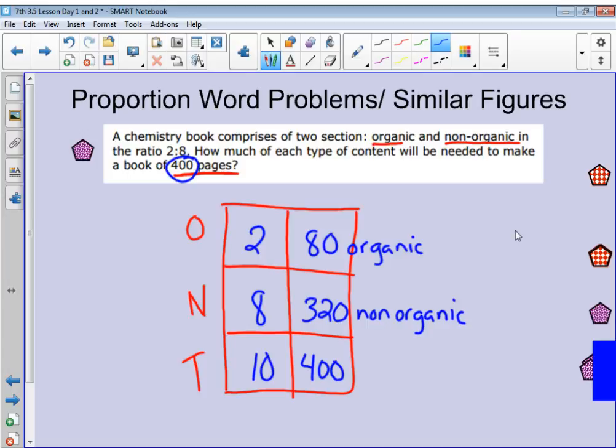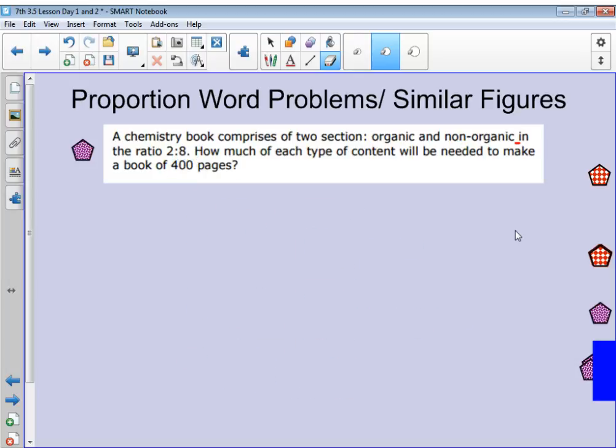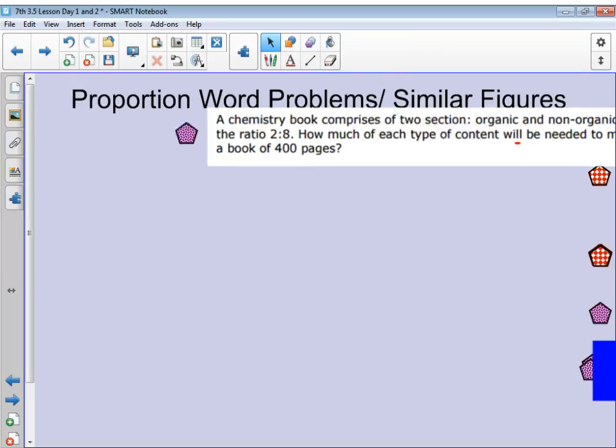Okay, so you should have ended up with 80 pages of organic and 320 pages of non-organic. Once again, it's just pulling the information, setting it up in a table, and then choosing to do that cross multiply divide. Pull it out, solve for one, and you can do both of them as proportions, or you can do some subtraction for that second answer.